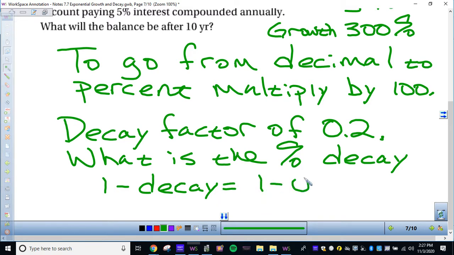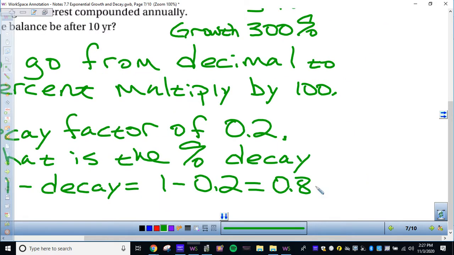1 minus 0.2 equals 0.8. So what we did above was the growth factor minus 1. Now we're doing 1 minus the decay factor. So those are two opposite kinds of problems we're doing. So we get 0.8, and then if I want to make that into a percentage, I multiply it by 100. So times 100, which would equal 80% decay.